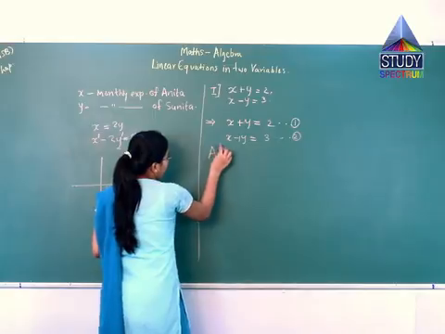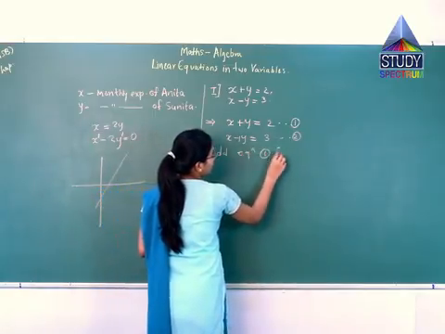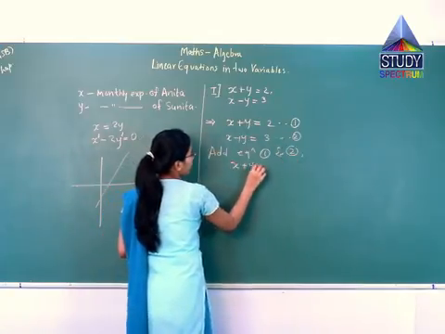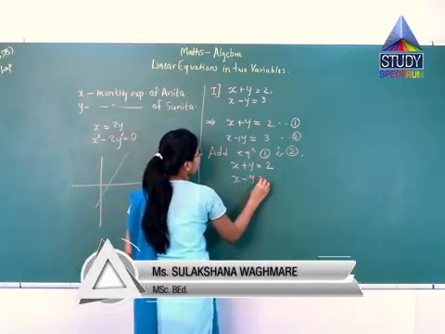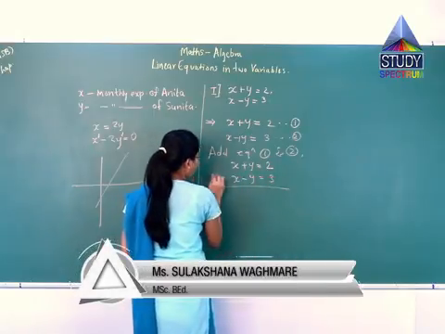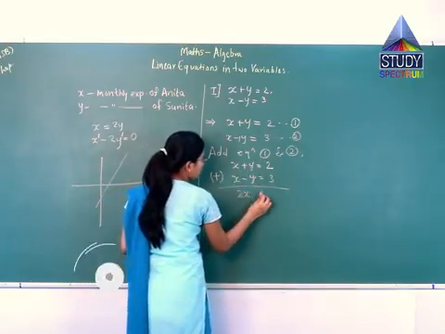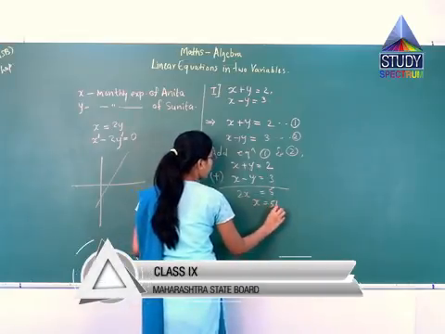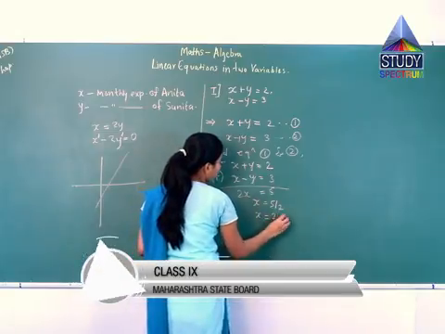So add equations 1 and 2. So x plus y is equal to 2, x minus y is equal to 3. So we are adding those two equations. So y will get cancelled and 2x you will get as 5. So that means x is equal to 5 upon 2. So it is 2.5.